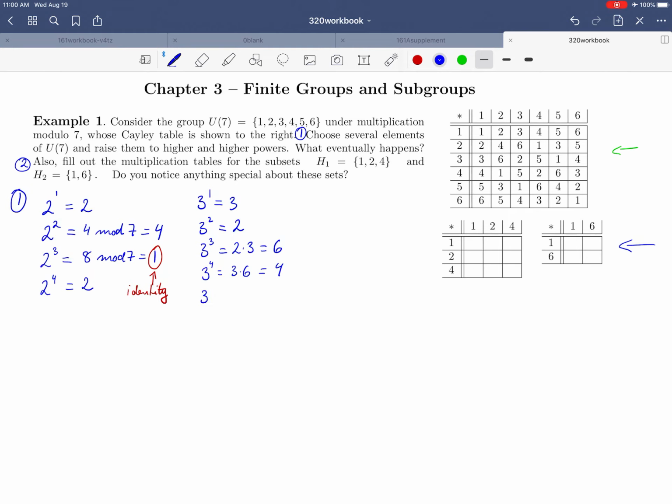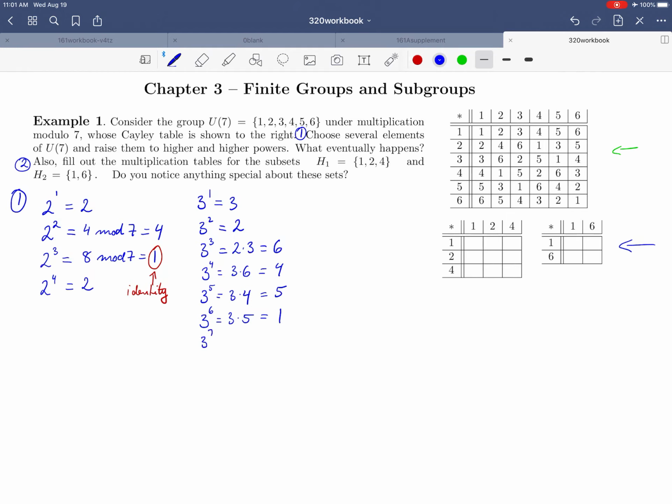Okay, this looks like a lot of work. Let's look at 3 to the fifth. That is 3 times 4, since we know that 3 to the fourth is 4. 3 times 4 is 12, mod 7 is 5. Okay, and then we'll just keep going. 3 to the sixth, what is that? That's 3 times 5, which is 14, but we're going mod 7, so that is 1.